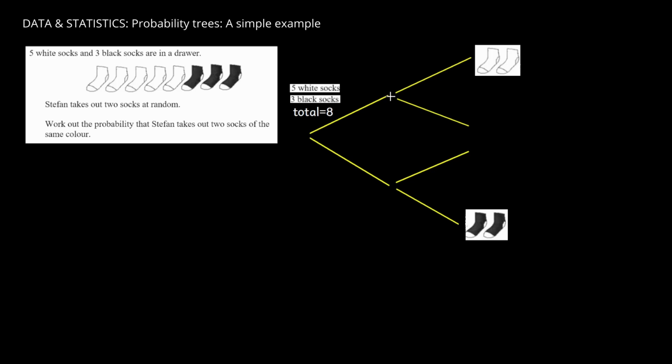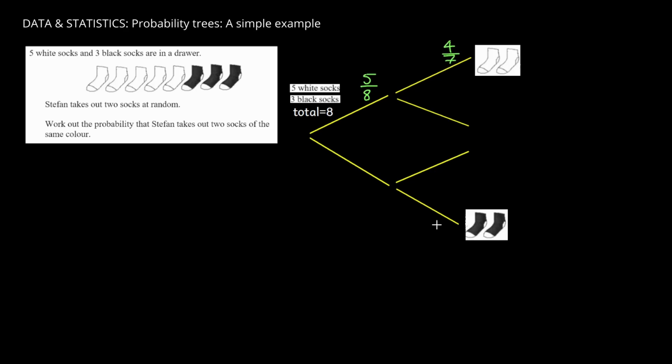So what's the probability that he will take out a white sock on the way to 2 white socks? Well, the probability here will be 5 out of 8. Now, the fact that he's got that white sock in his hand means it's not in the drawer. So the number of socks in the drawer has gone down to 7. And because he's got a white sock in his hand, there are only 4 white socks left in the drawer. So the probability of picking another white sock is now 4 over 7.